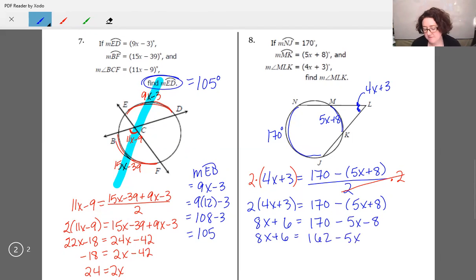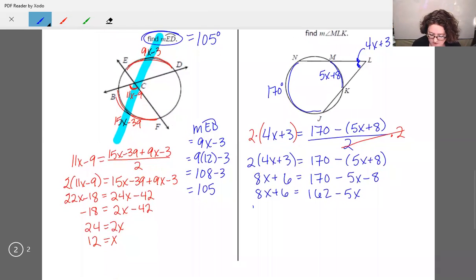Let's add that 5x to both sides. That gives me 13x plus 6 equals 162. Subtract 6 from both sides. 162 minus 6 gives us 156. And divide both sides by 13. That gives us a very nice answer of 12.